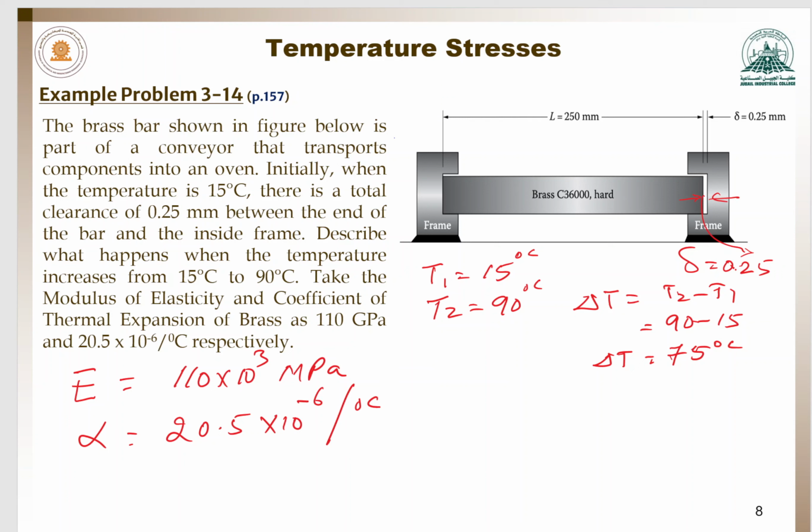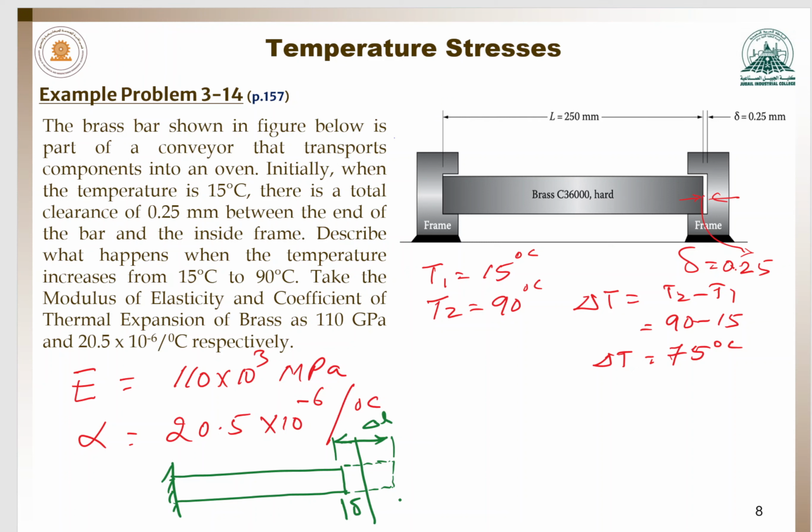Now, let me make the picture very simple here. If you allow the bar to expand fully, it will go up to this point. This is your total delta L, is it not? Now what has happened? You have kept a wall here, right? Because there is some space here, what is this space? This space is delta, right?